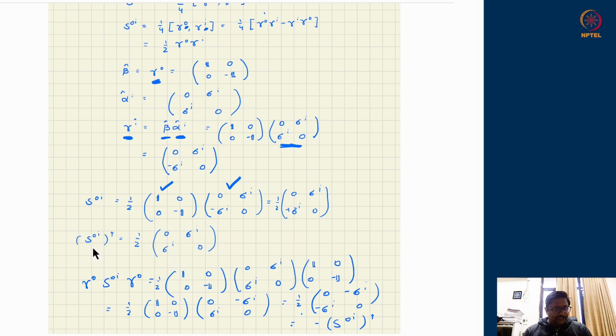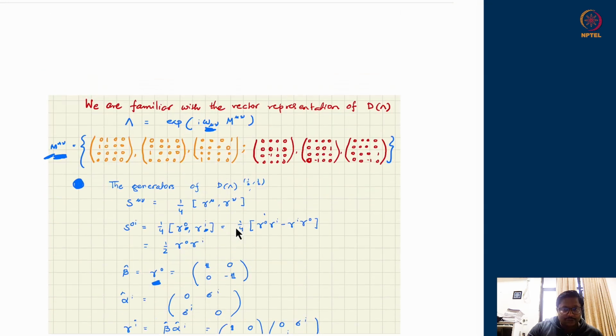What more, if I take the dagger of this S0I, the sigma I will undergo complex conjugation and Hermitian transpose, so you will get sigma I dagger along the anti-diagonals. But since Pauli matrices are Hermitian, I can convert it back to sigma I. Therefore, the generators S0I are Hermitian matrices, just like M0I were also Hermitian.